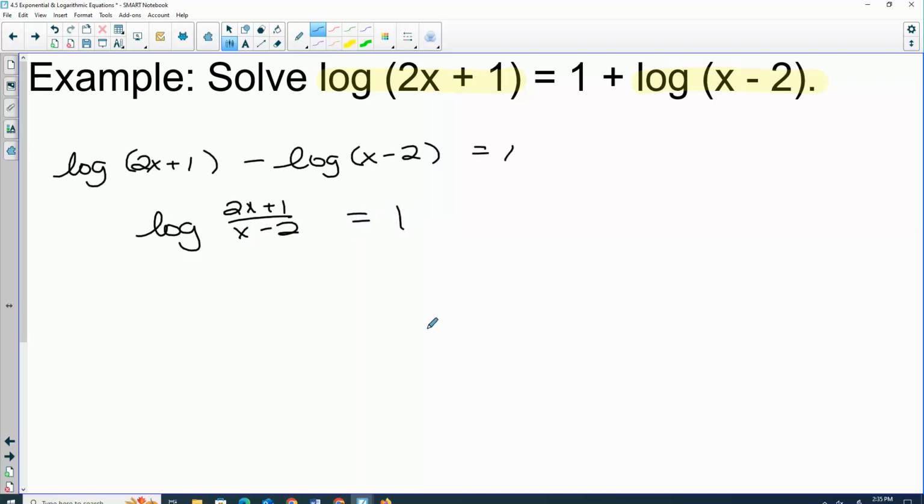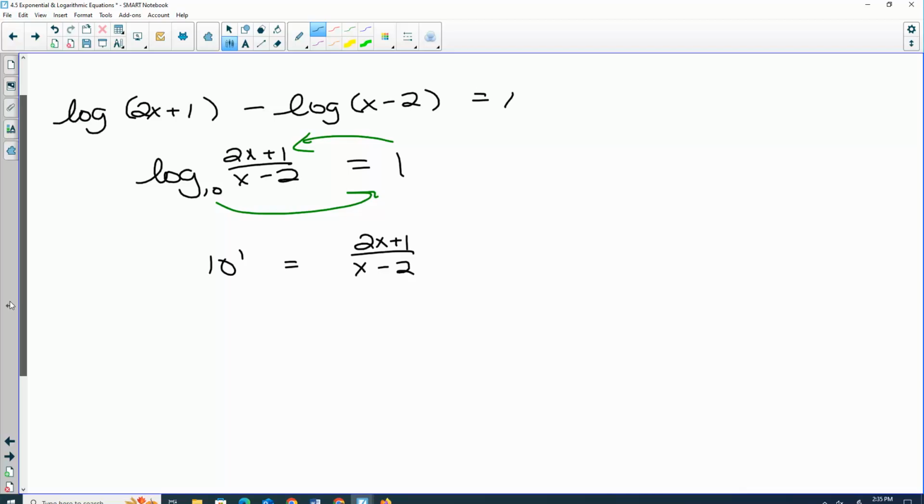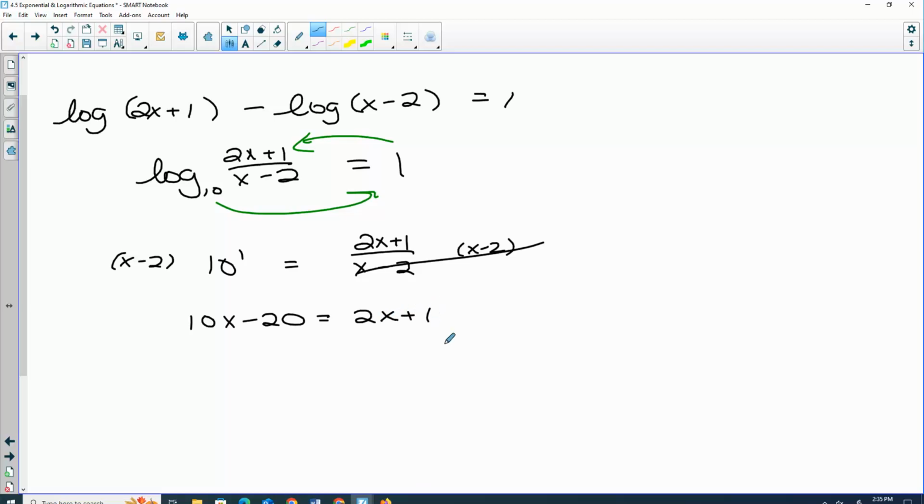Okay, if I don't have a base on my log, what is it? This means 10 to the first equals 2x plus 1 over x minus 2. Right, 10 to the first is just 10, so we can multiply over the x minus 2. So if we distribute, we get 10x minus 20 equals 2x plus 1.